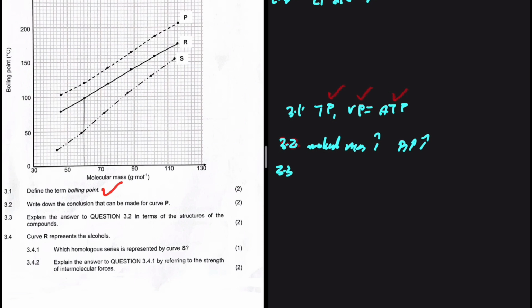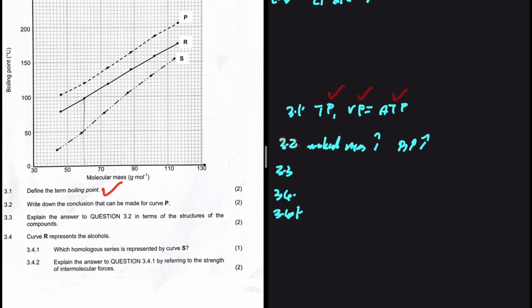I wrote it down. It says, as the chain length increases, the London force increases, and the boiling point will increase as a consequence because the strength of the intermolecular forces is increasing. That is 3.3. Now 3.4.